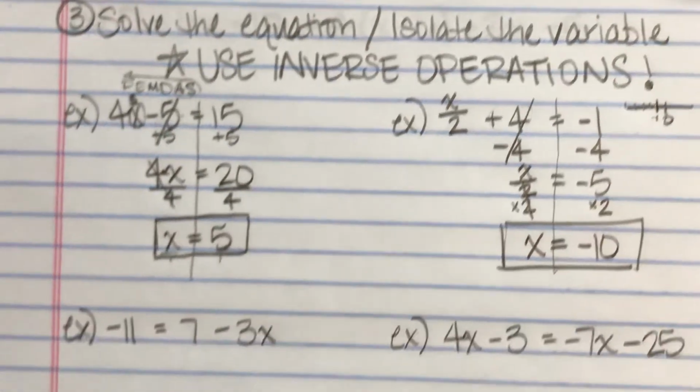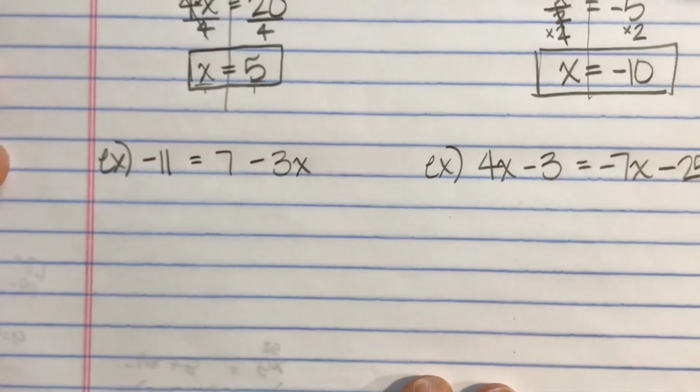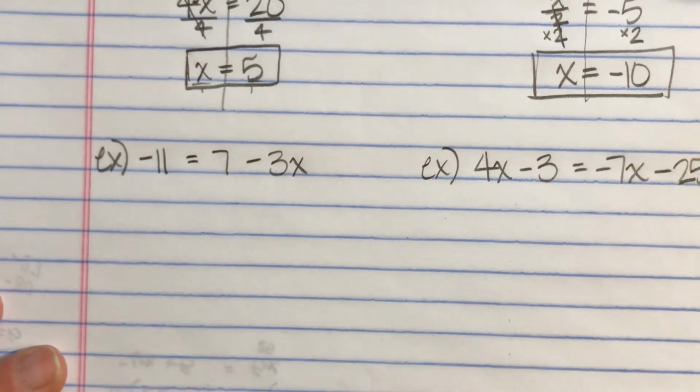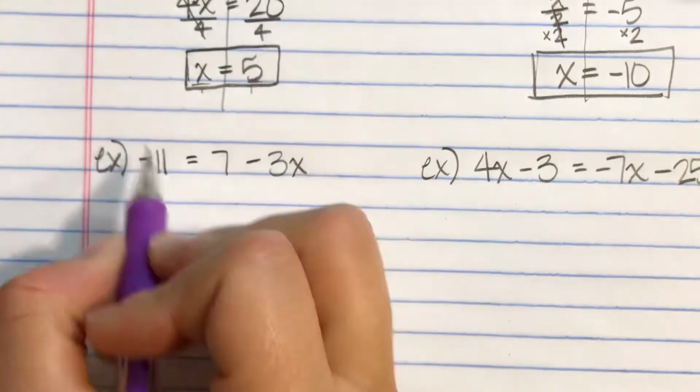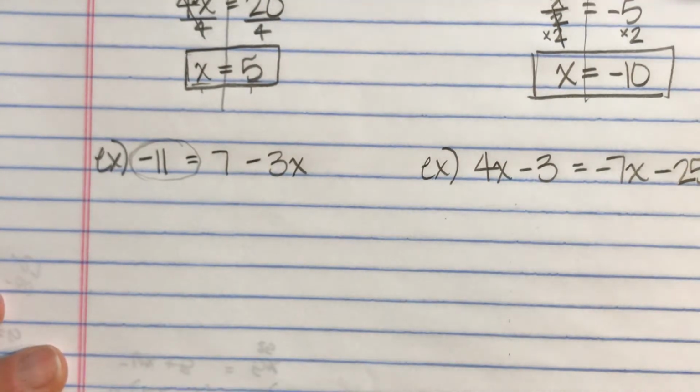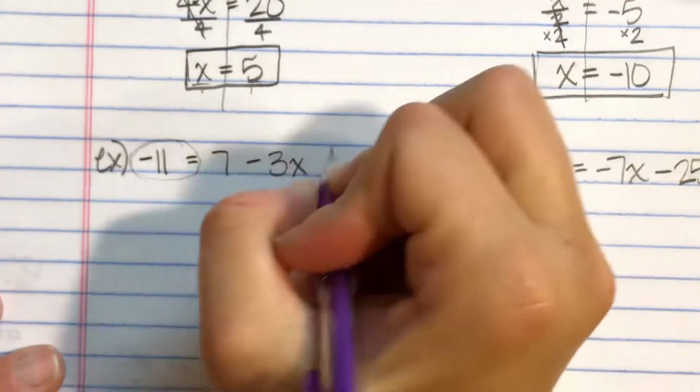Okay? If they're in a weird order, like this next one, this is not a big deal. You just want to rearrange it so it looks a little more familiar. The first thing I like to always clean up is this equals -11. Most of us like to see that at the back.